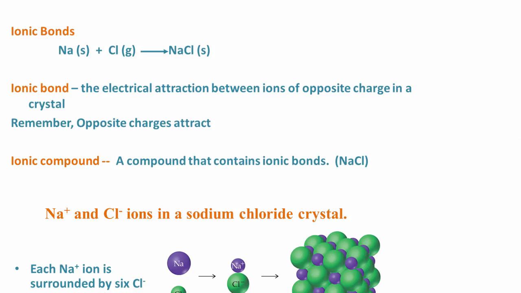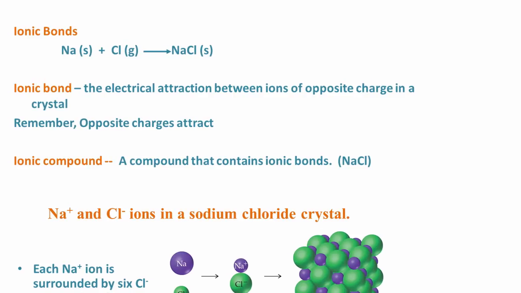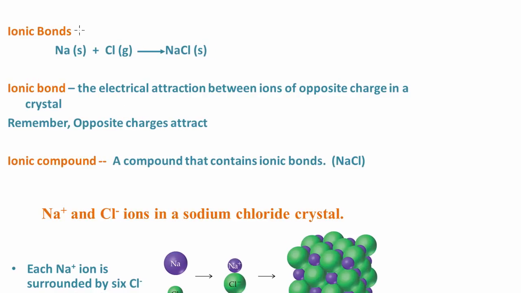We're going to talk a little bit more about ionic compounds. So first, let's talk about the ionic bond. And so we have sodium. Solid sodium reacts with chlorine gas to produce solid sodium chloride. And we know that this is an ionic compound, and we know that the sodium atom transfers an electron to the chlorine atom, and we end up with sodium and chloride ions. So the ionic bond is the result of the electrical attraction between ions of opposite charge in a crystal.